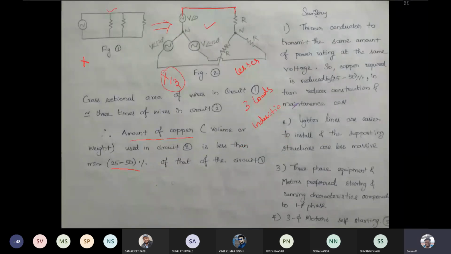Okay, there are two terms. One is steady power or torque, and one more term, self-starting. This three-phase supply will be having the steady power or torque. Steady torque or power means the value will be same like a DC.